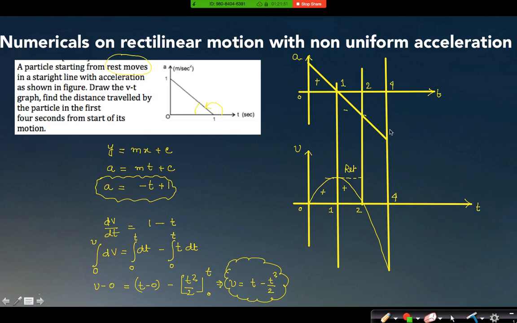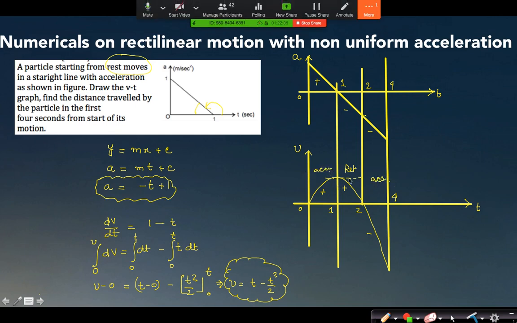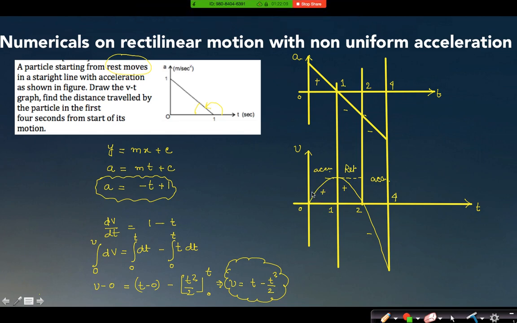Again, from 2 to 4 seconds, what is acceleration? Negative. And what is velocity? Negative. So it is accelerated motion. Right? It is accelerated motion, and this is retarded motion. So you can also identify it from the graph.